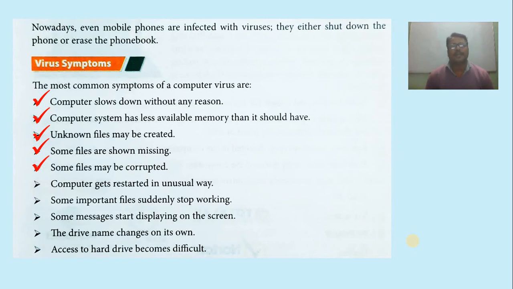Some files may be corrupted. A file we have used previously and was working, suddenly says that it is corrupted and is not working. So file corruption is also a cause of a computer virus. The computer gets restarted in an unusual way. That means you are working on the computer and suddenly it says you have to restart. This is due to an infected virus also. Some important files suddenly stop working. A program we use regularly suddenly does not work on the computer. This is also one cause of a computer virus.